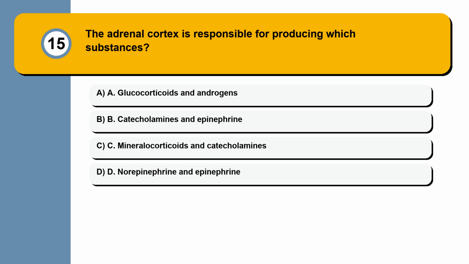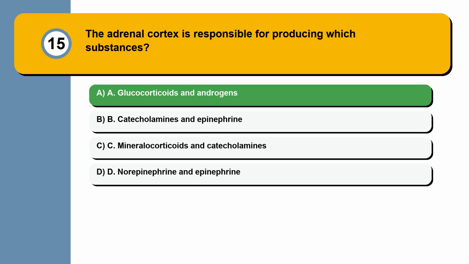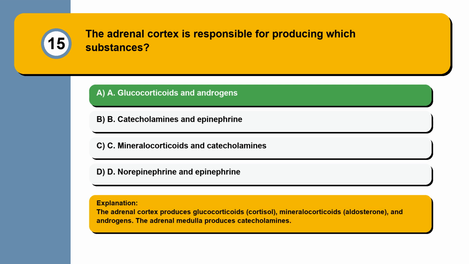Question 15. The adrenal cortex is responsible for producing which substances? A. Glucocorticoids and androgens. B. Catecholamines and epinephrine. C. Mineralocorticoids and catecholamines. D. Norepinephrine and epinephrine. The adrenal cortex produces glucocorticoids, cortisol, mineralocorticoids, aldosterone, and androgens. The adrenal medulla produces catecholamines.